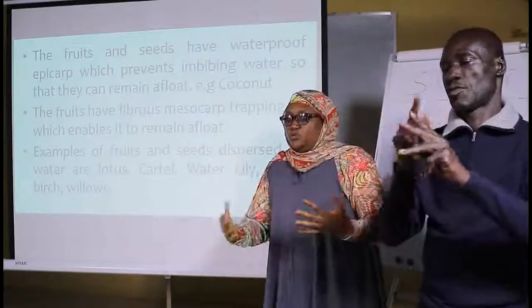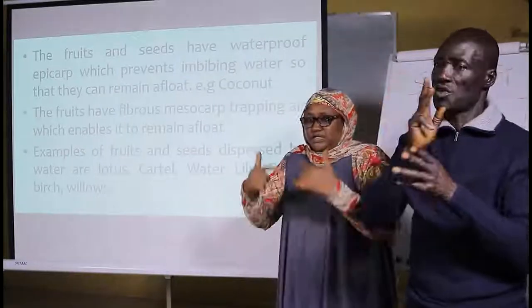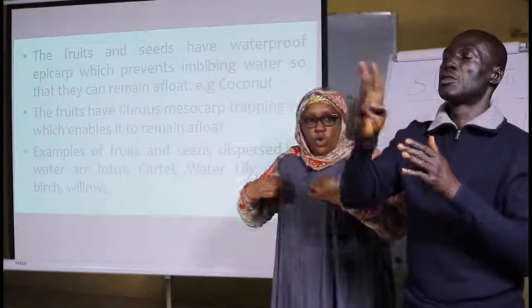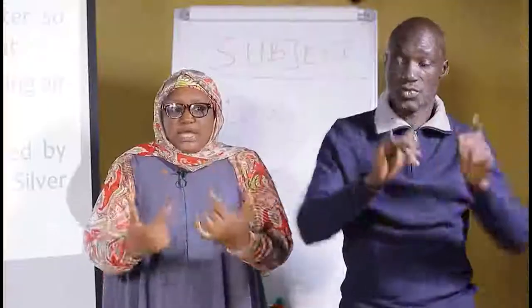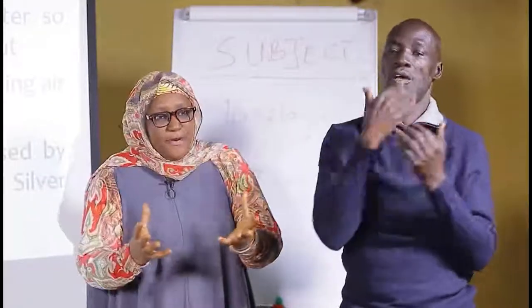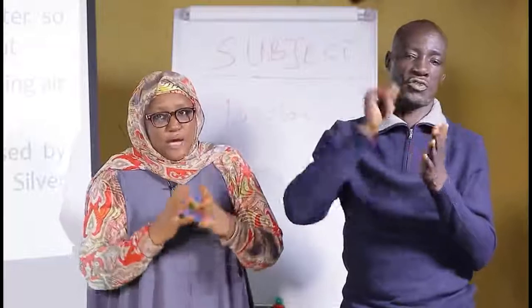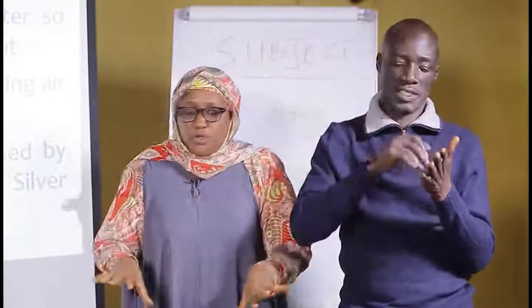When we say waterproof, we mean anything that doesn't allow water to penetrate. Just like you have a raincoat, when it is raining, you try to wear it because if you go out, the water will not penetrate the raincoat and you will not get soaked. So the epicarp of those plants is waterproof, and that allows it to float on the water for a very long time.